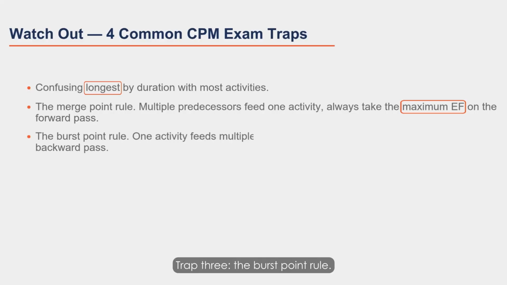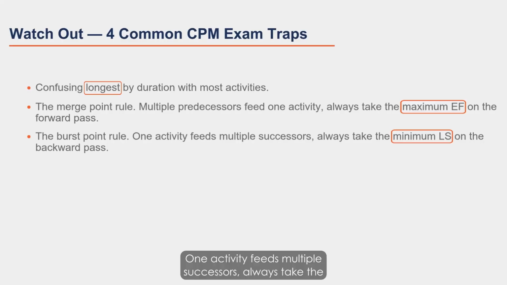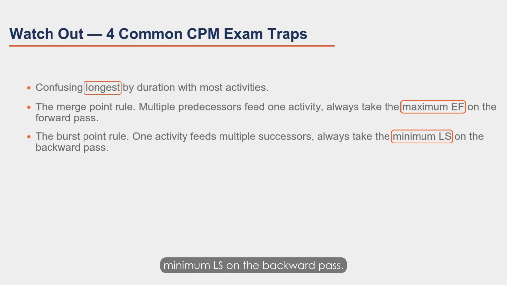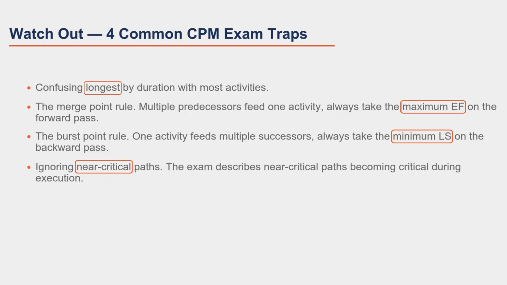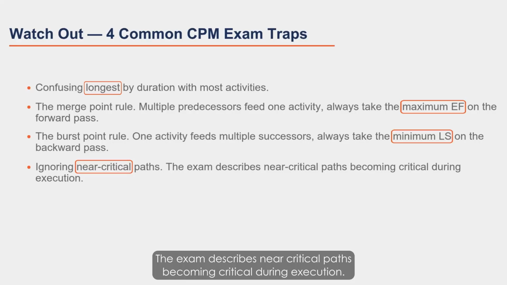Trap 3, the burst point rule. One activity feeds multiple successors, always take the minimum LS on the backward pass. Trap 4, ignoring near-critical paths. The exam describes near-critical paths becoming critical during execution. The correct answer manages them proactively, not reactively.